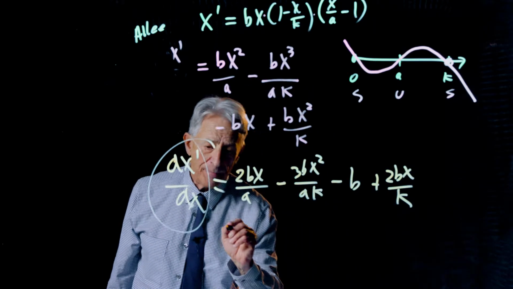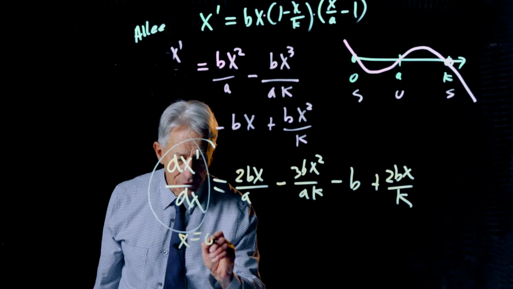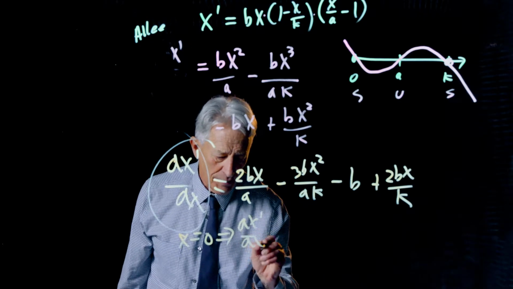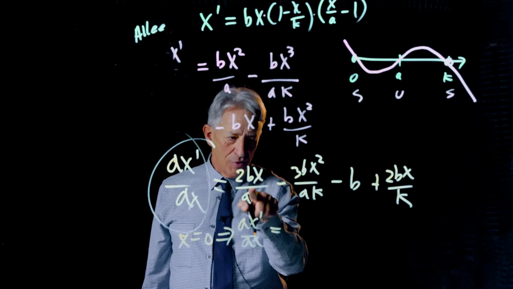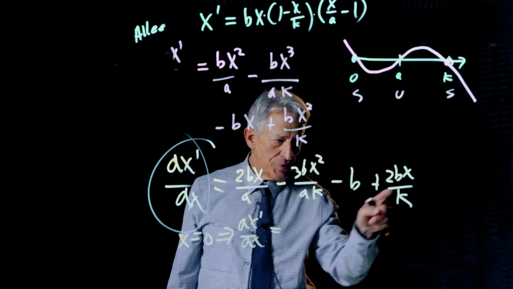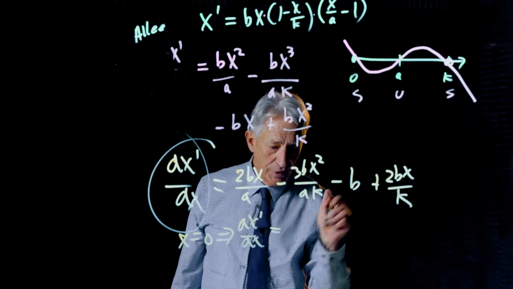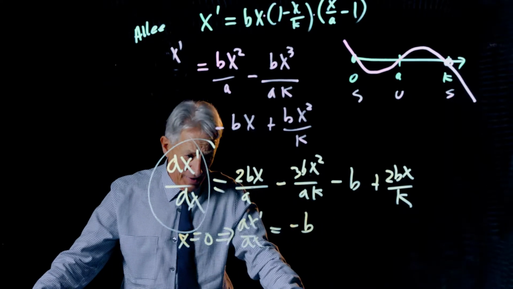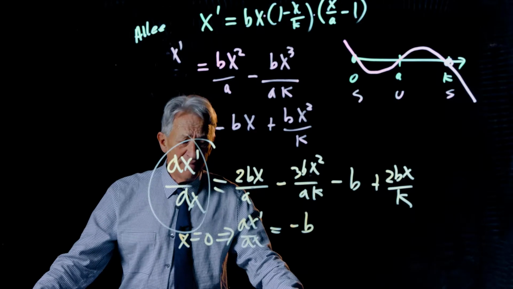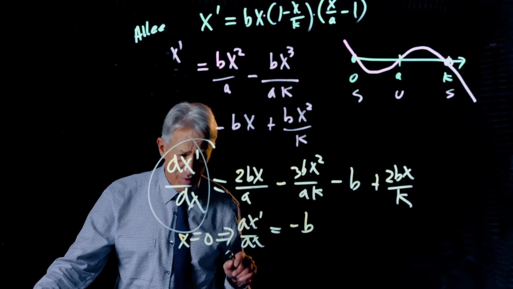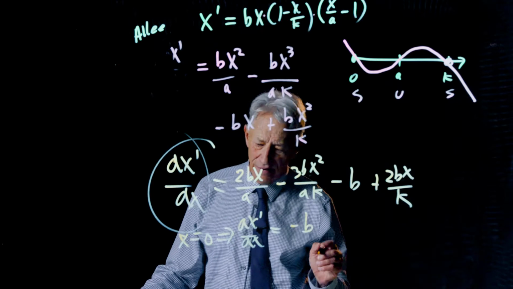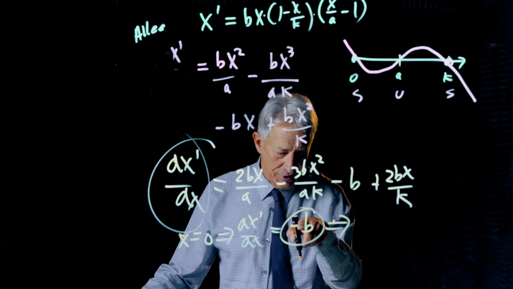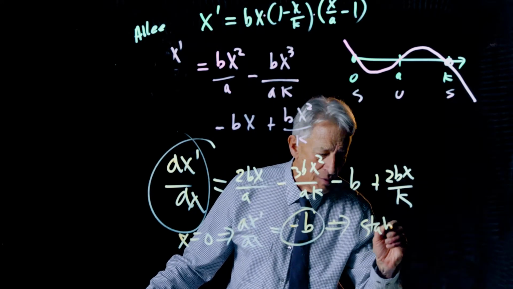So let's do it. X equals 0 implies dx prime dx. This is 0, this is 0, this is 0. This is the only non-zero term. It's minus b. Is minus b positive or negative? It's negative, because that's a birth rate, and b has got to be positive, so minus b has got to be negative. So now we have a negative slope, and so this equilibrium point must be stable.